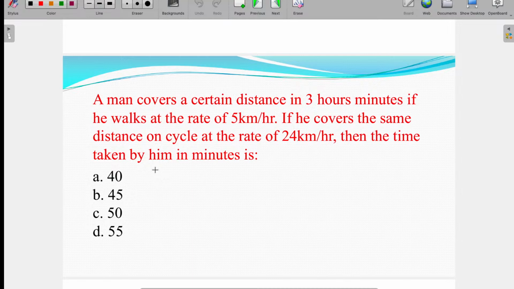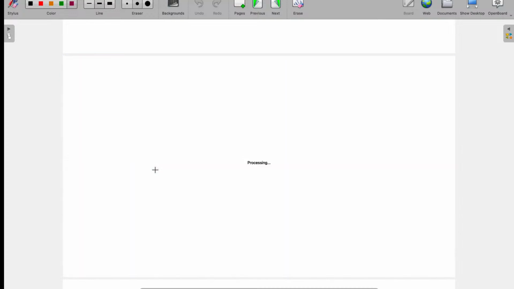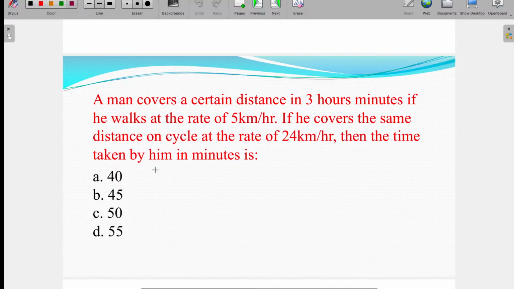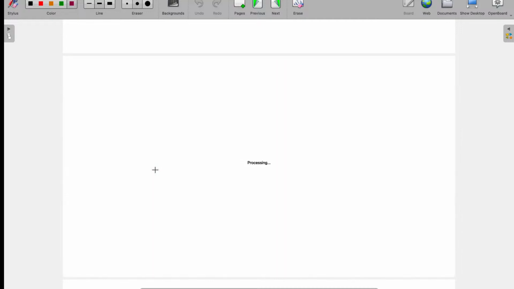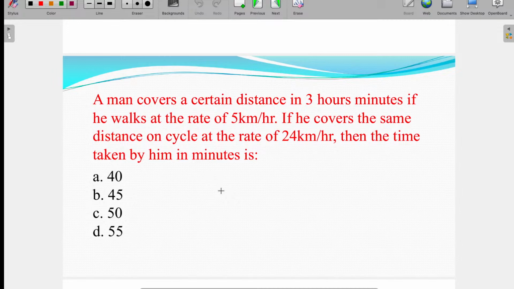A man covers a certain distance in 3 hours. If he walks 5 km per hour, he covers the same distance. Then the time, same question, but will you try? I think it's only 3 hours, or maybe minutes. I need to check the PDF. Let's check it.